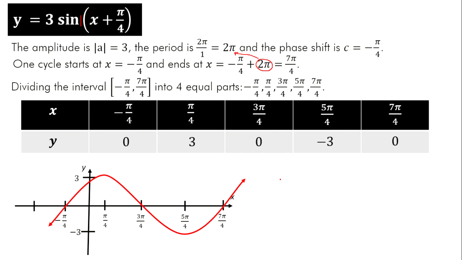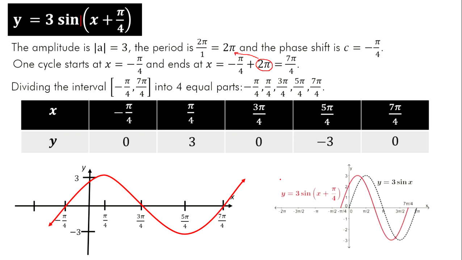So for you to see the shifting of the graph, given that we have here y is equal to 3 sine x, and then we have y is equal to 3 sine (x plus pi over 4), as you can see, it moves pi over 4 units to the left. As we identified, c is negative pi over 4, so we move it pi over 4 units to the left. So as you can see here.